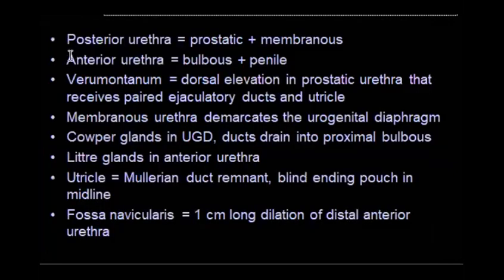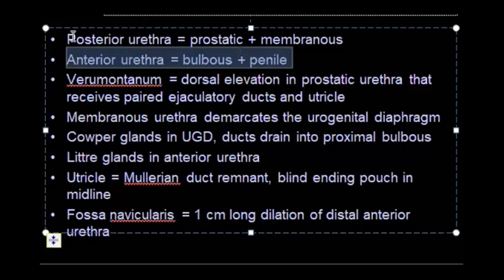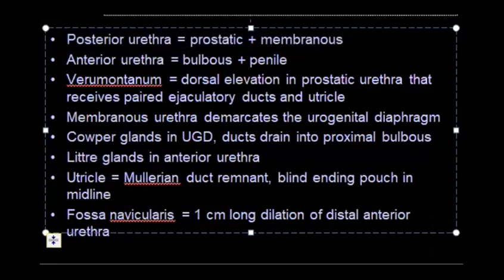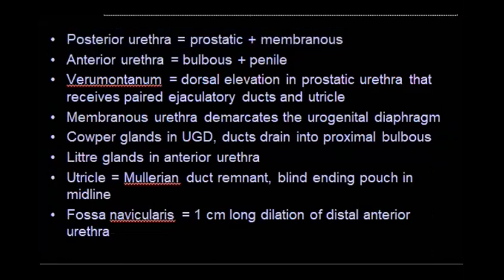Okay, so again, the anterior urethra is bulbous and penile. The posterior part is prostatic and membranous. Okay, there are some details, you can read it. Okay, let's shift to this one.